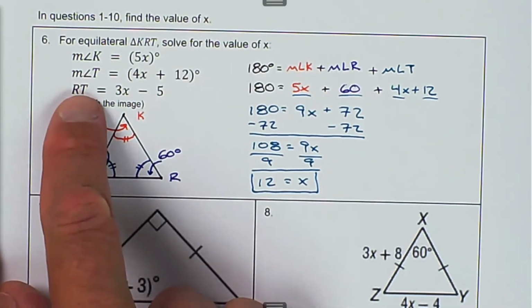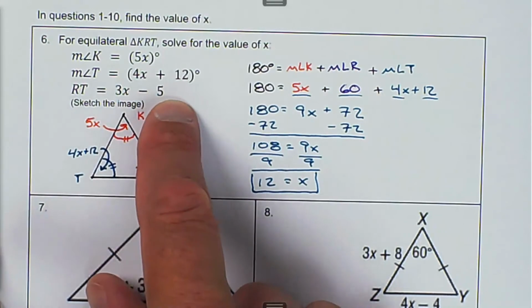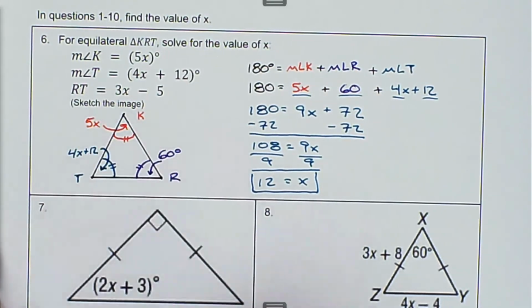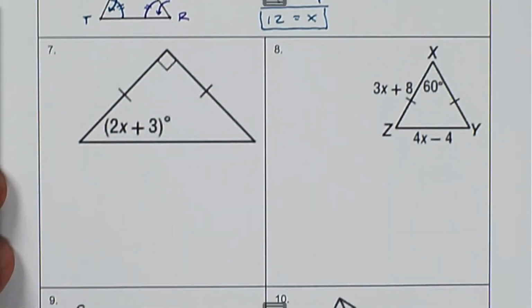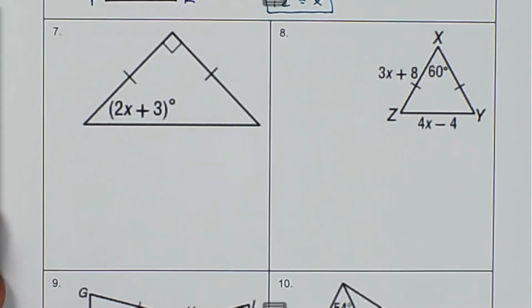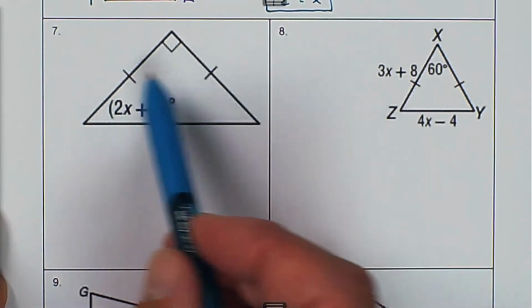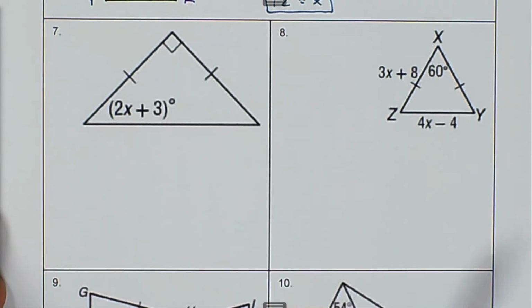We did not need to know the value of RT. That didn't really help us out. We just needed to know the angles there. Next, we have angle 7 and angle 8. And again, we have the congruent marks here, so we know that this is an isosceles triangle.